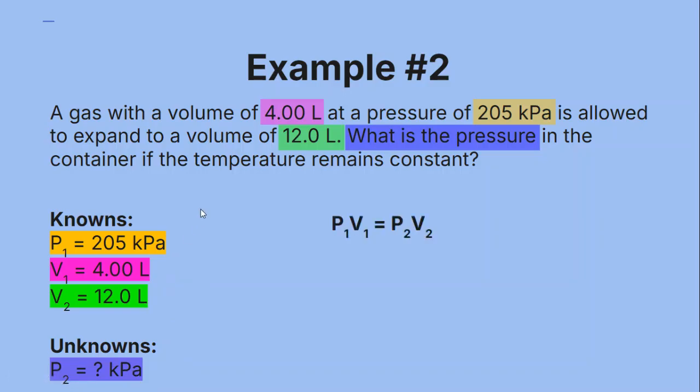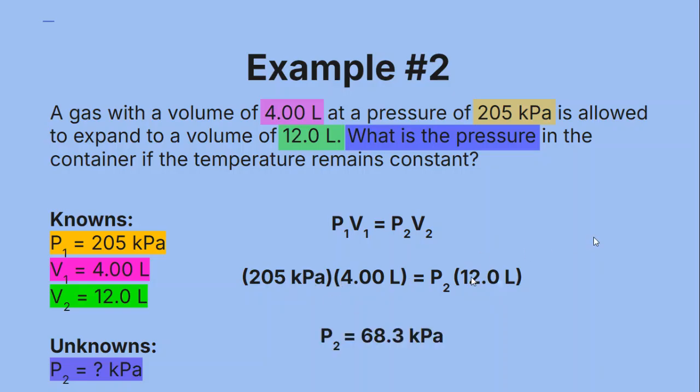I'm going to use the Boyle's law equation, P1V1 equals P2V2. We can plug our known variables into the equation, solve for P2, and round to the correct sig figs. We have 3 total here, 3 total here, 3 total here. We would be multiplying and dividing, so our answer should also be rounded to 3 sig figs to get an answer of 68.3 kilopascals for our new pressure.